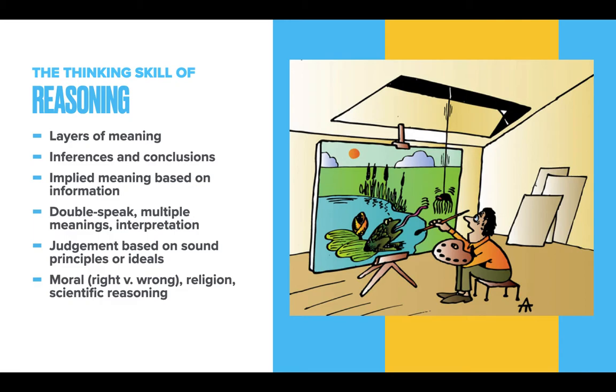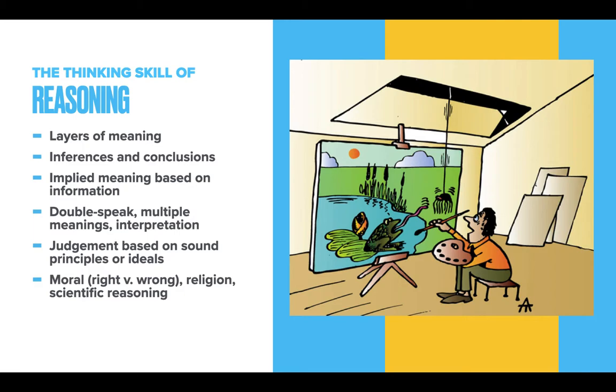So, looking at our cartoon here, we have an artist painting a frog in a pond on a lily pad. But what gives us an additional element of reasoning is the spider that has descended from the attic. And you have an element of humor found there as well, but that gives you an additional layer of meaning to the work.